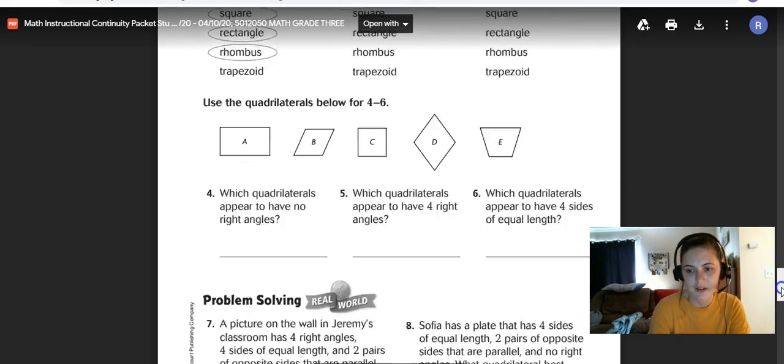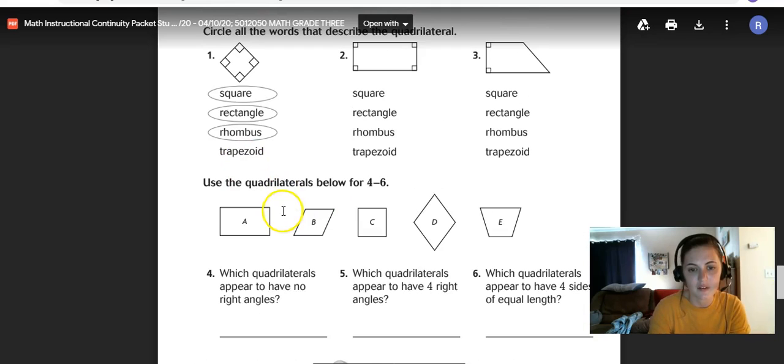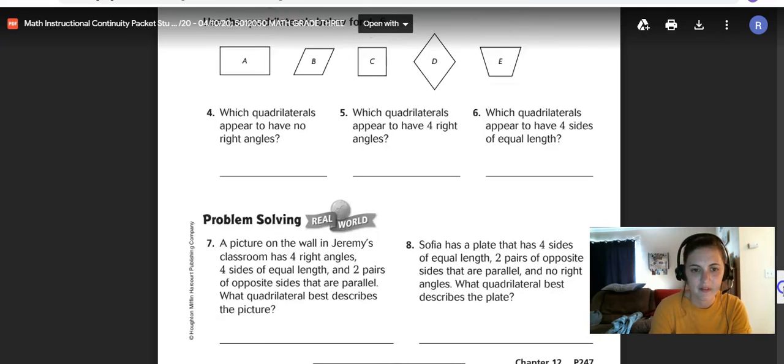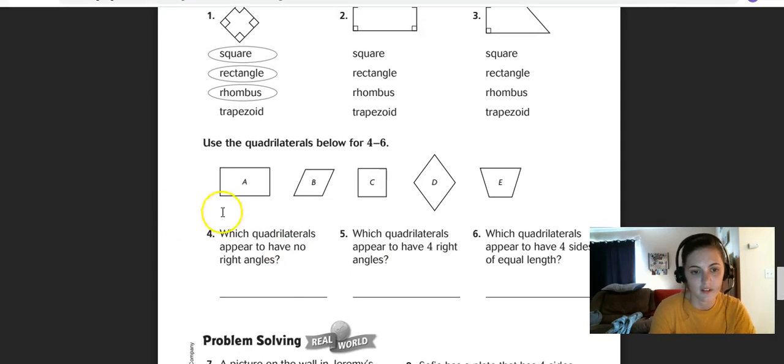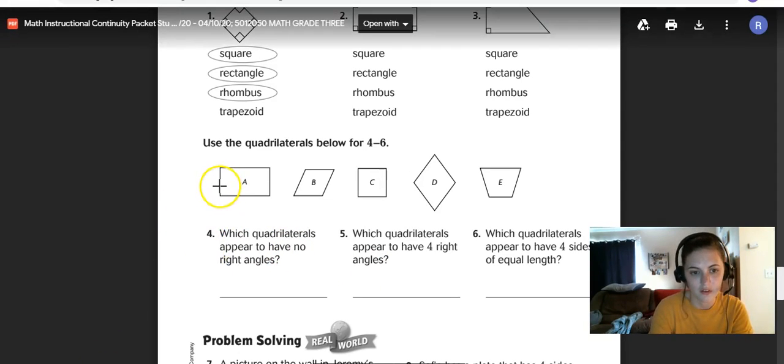Let's look at the next one here. It says use the quadrilaterals below for 4 through 6. So you're going to look at these quadrilaterals. Which quadrilaterals appear to have no right angles? None. Well, let's look. Which ones make perfect square corners? I know this one's going to give me perfect square corners. This one here, that's not a perfect square corner. It's very slanted. But we have to make sure none of them are square corners. None of them are those right angles. And it looks like all of them are going to be weird, slanted things here. So B.